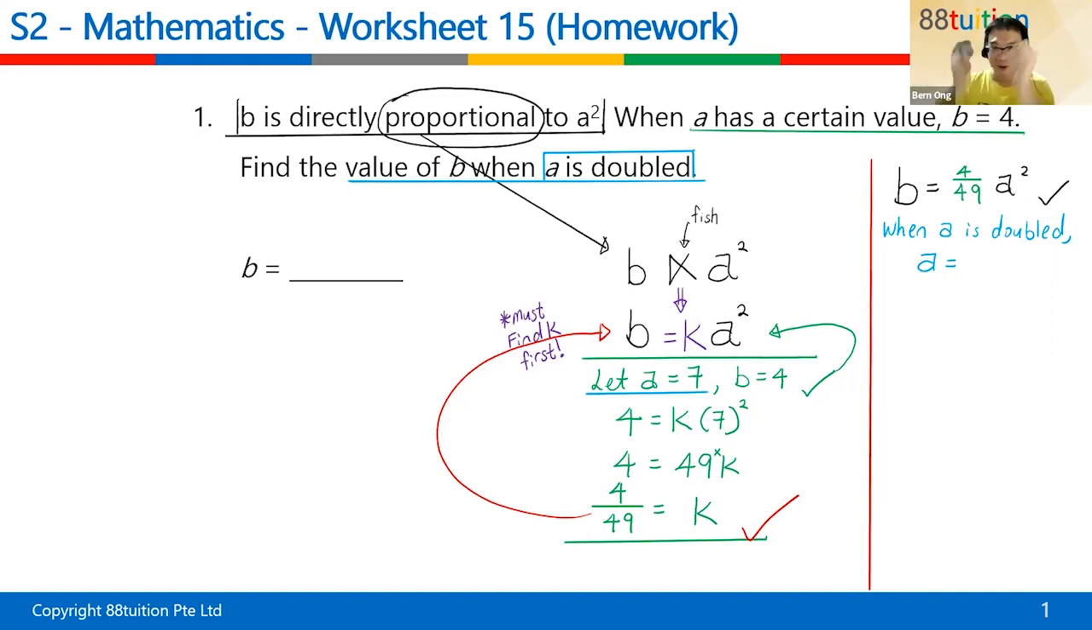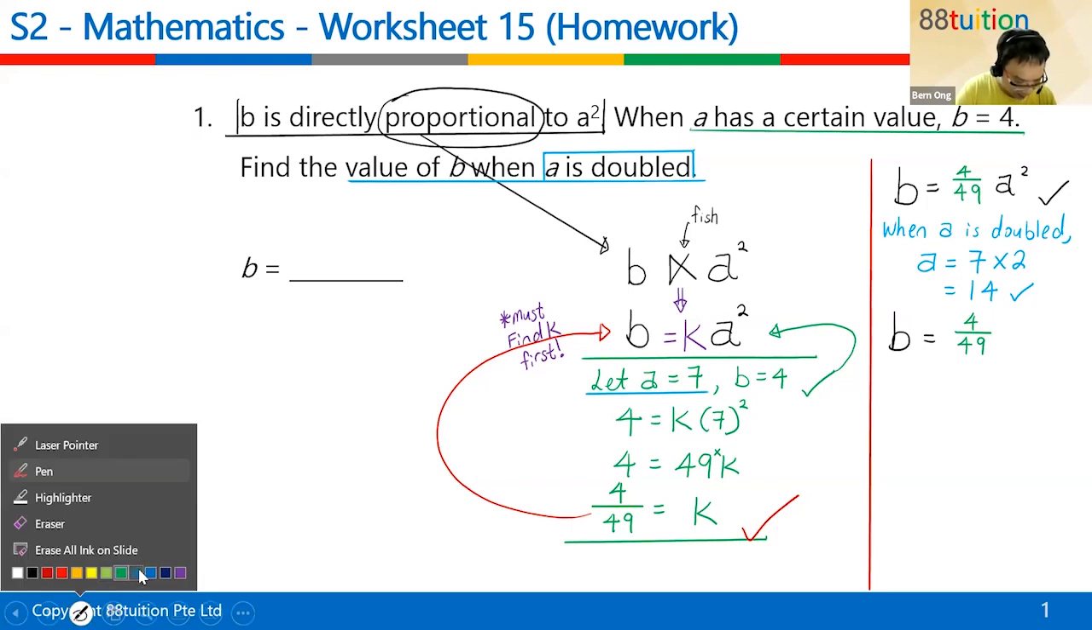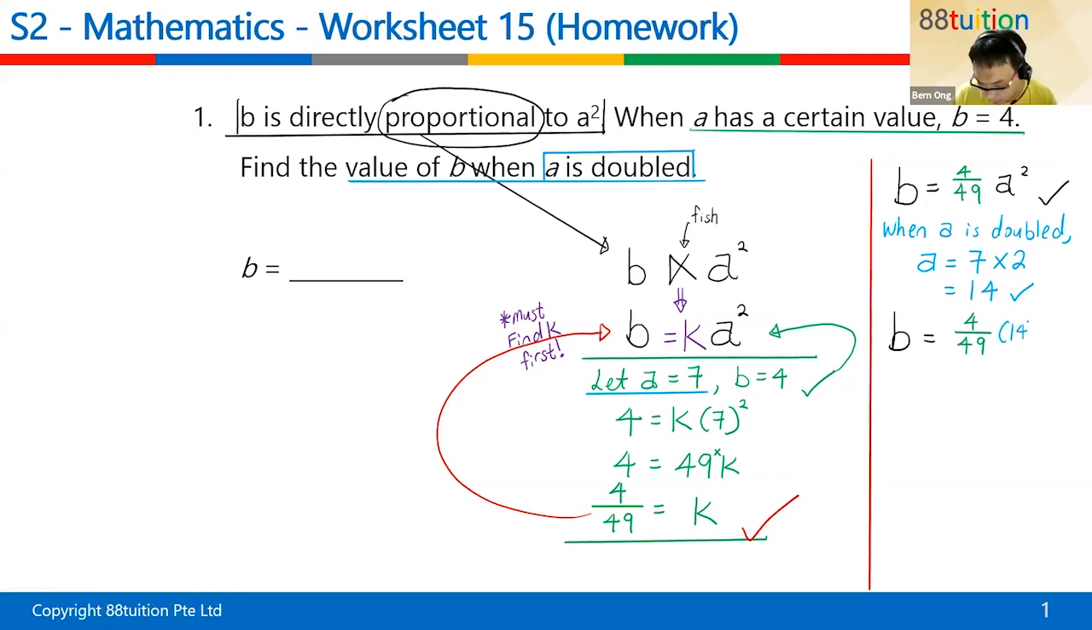Thank you, Lavon. Woo! 7 times 2. Because initially, A is 7. Adiyat says 7. So doubled means times 2. So now A is 14. Can you see it? Doubled means times 2. So now when your A is 14, you substitute back into your equation. So B is equal to 4 over 49 A, what is A? A is doubled, which is 14 squared.